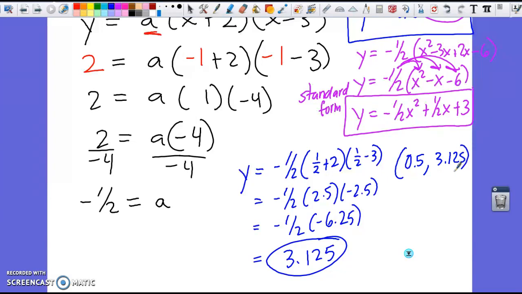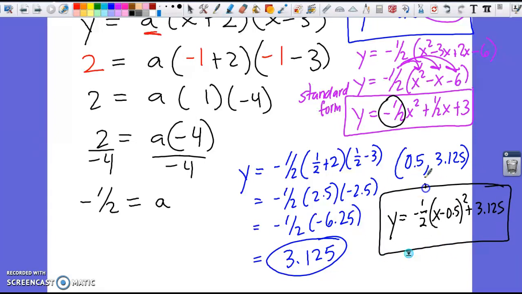Now let's practice writing in vertex form. So now I have the vertex, y equals a. What was a? It's still -1/2. Same thing as it was before. And so now I have x minus the x coordinate of the vertex, 0.5, squared, plus the k value of the vertex, which is 3.125.